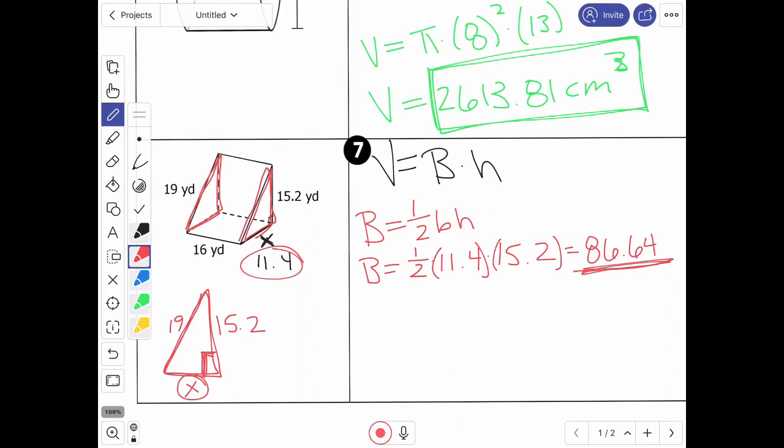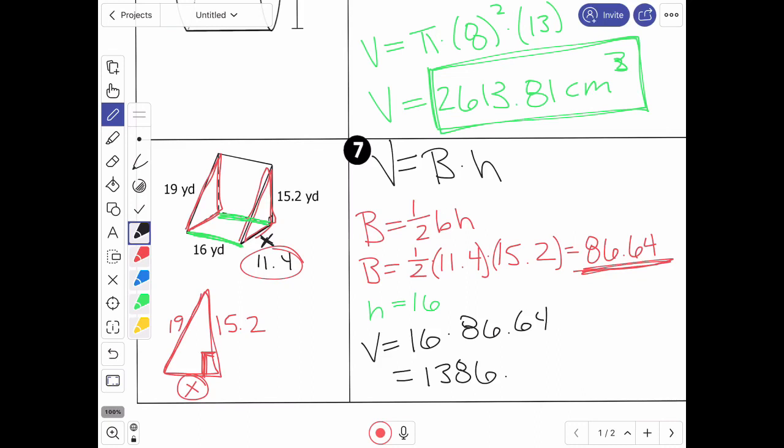But then the height is the height between the two bases. So my height would be this 16 yards right here. So all I have to do is take 16 times that 86.64, and that will give me my volume, which is 1,386.24 yards cubed.